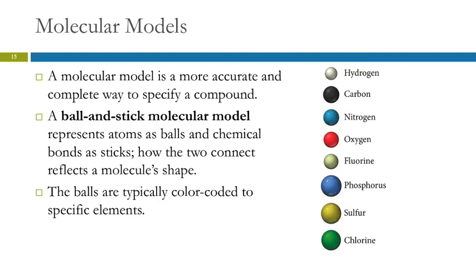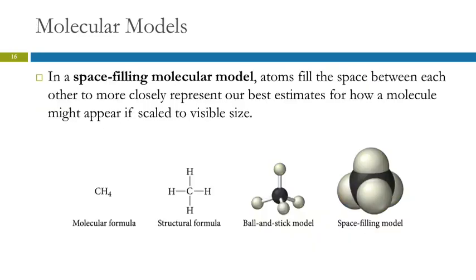To make things a little less confusing so we don't have to label everything all the time, we typically use these colors to represent these main elements. You do not need to memorize these colors, but these are the colors that are used in the book and in the model kits that we have around the department. Carbon's always represented as a black circle, just because we decided to do that. We can also have space-filling models.